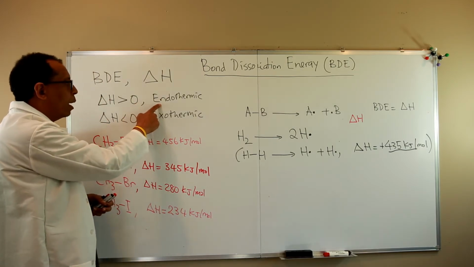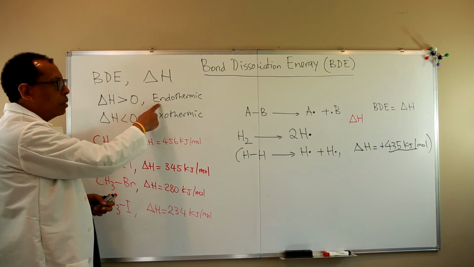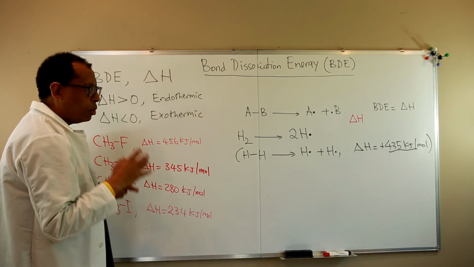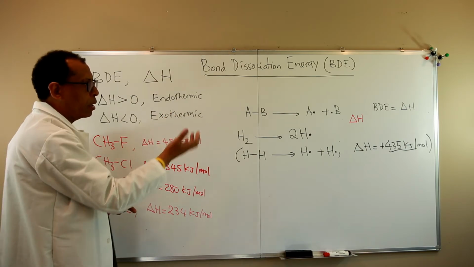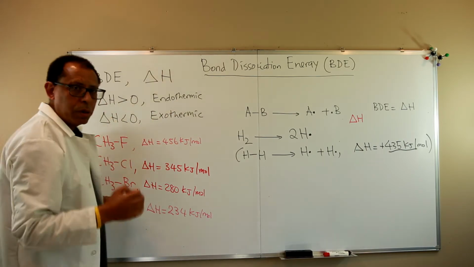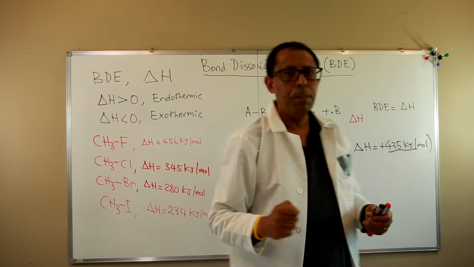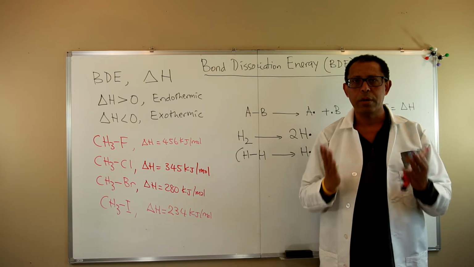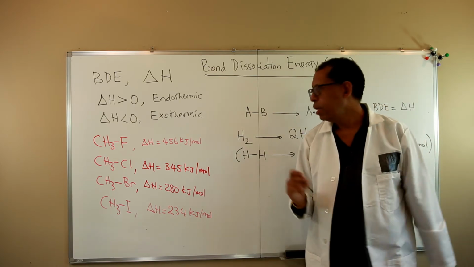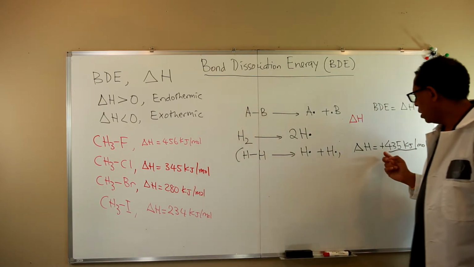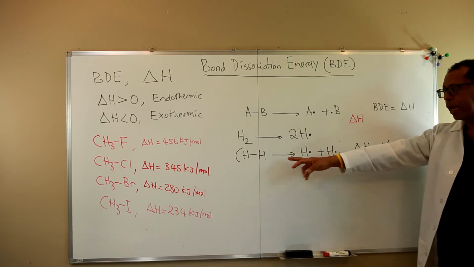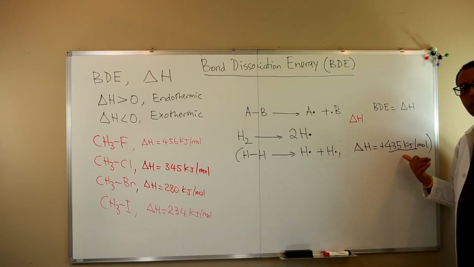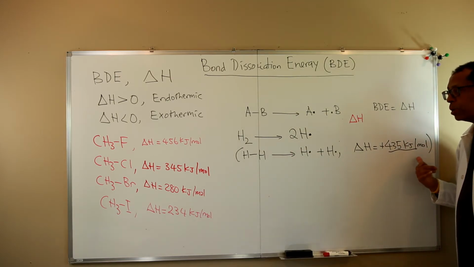So this one absorbs energy. It needs energy. Most bond dissociation energies, almost all of them, require energy. That means they are endothermic processes. So bond dissociation energy is the energy that is required to homolyze a bond. That means you have to put in that much energy for breaking the hydrogen-hydrogen single bond. You have to have 435 kilojoules per mole.